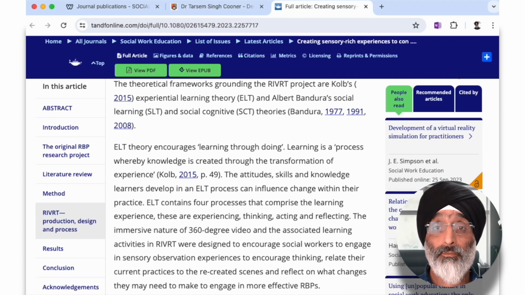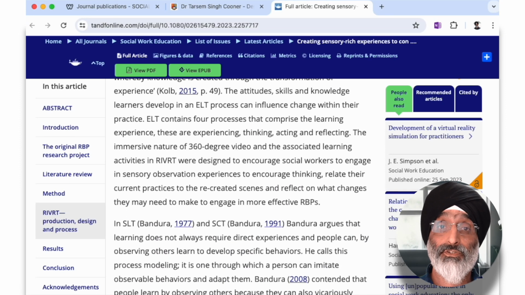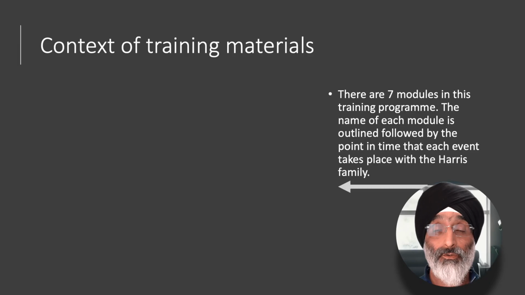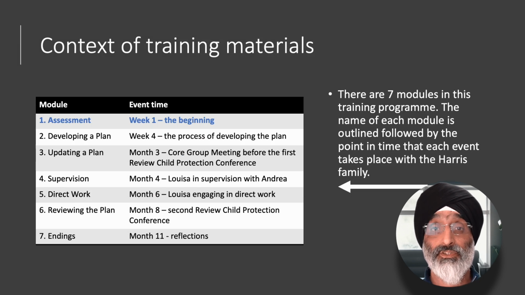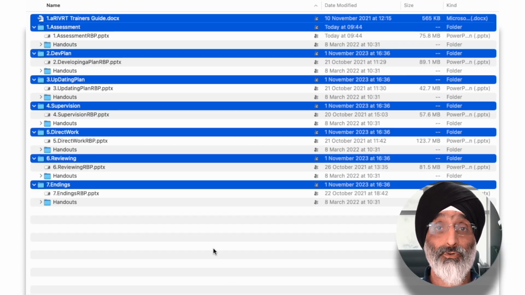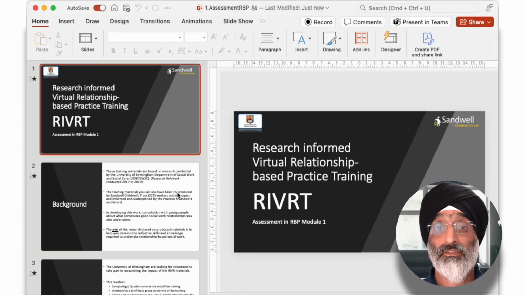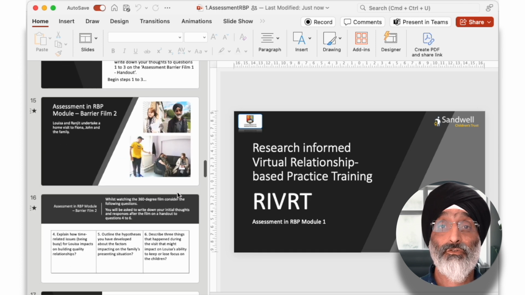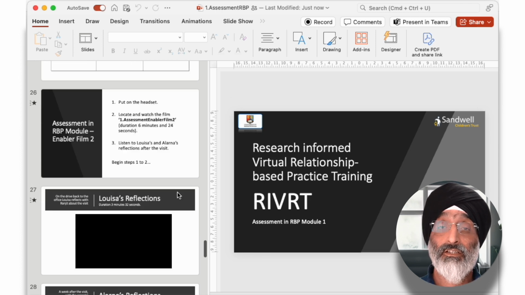You will see in my research paper that we drew on the theories of Kolb and Bandura's social learning and social cognitive theories to help influence the shape of the learning design. RIFA has 7 modules, and those modules are basically contained within a set of 7 PowerPoints. Each of the PowerPoints is consistent in terms of the learning design. Our evaluations have shown that trainers find it easy to deliver the training because of this consistent approach to each of the modules' learning design. Our evaluations also showed that using the 360-degree films as triggers for discussion and debate actually encouraged the learners to make links between the research messages and their application into practice.